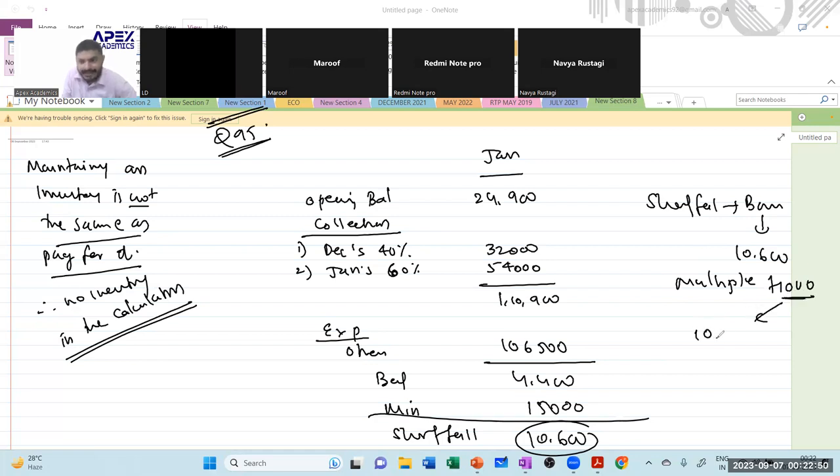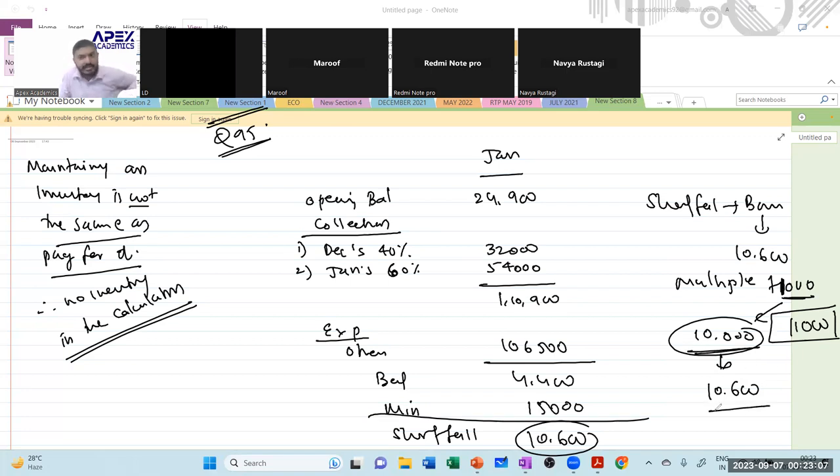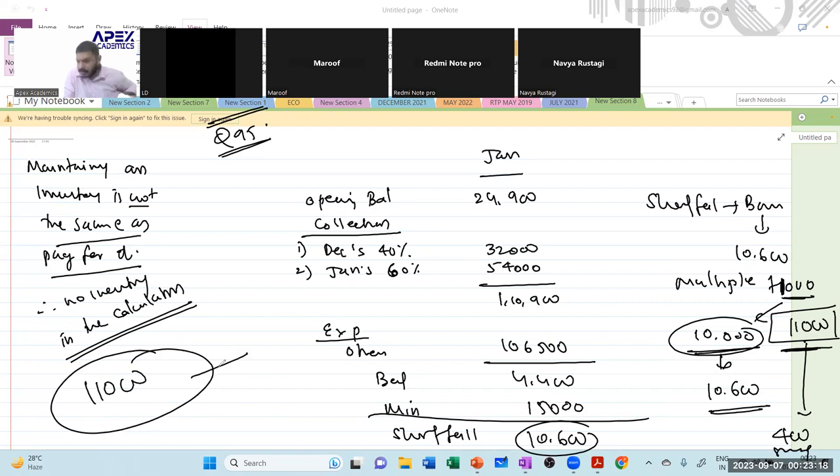So if you borrow 10,000, is your shortfall met? No, your requirement is 10,600. So if you have to borrow in multiples of 1,000, you will have to borrow 11,000. You have no option. Why? Because if you borrow 10,000, you will be 600 short. So rather borrow 11 and be 400 surplus. That is okay. So how much will you borrow? 11,000. This is, I don't know, option C, I think.